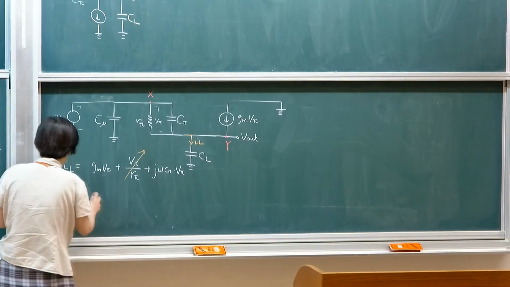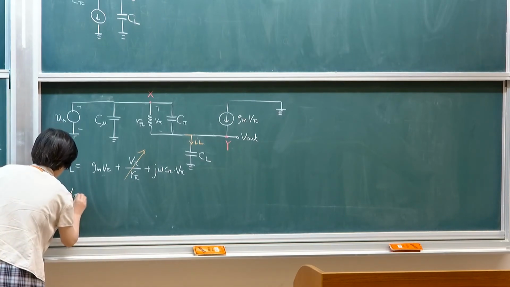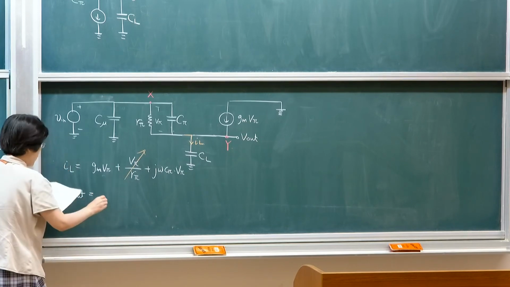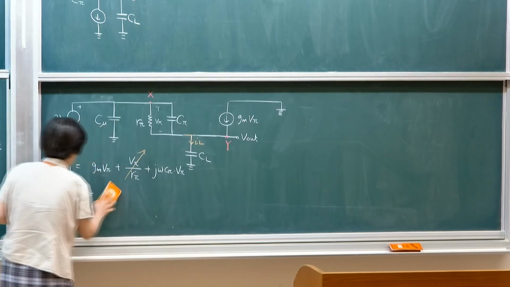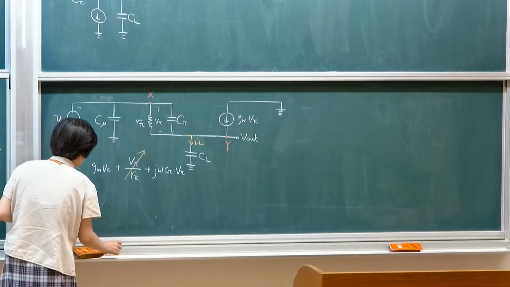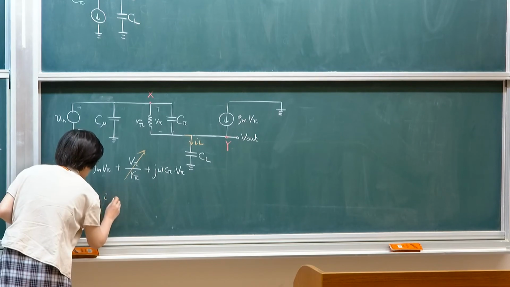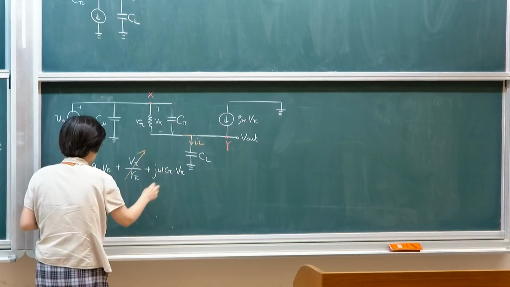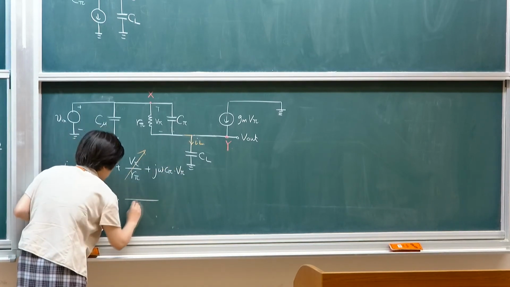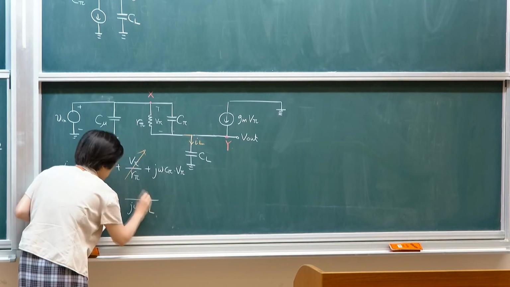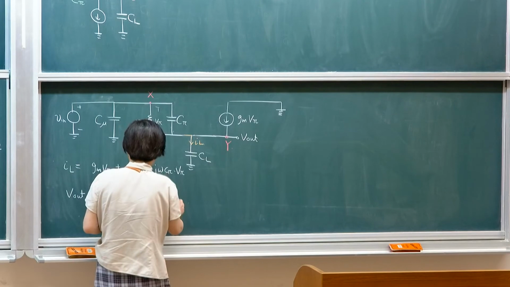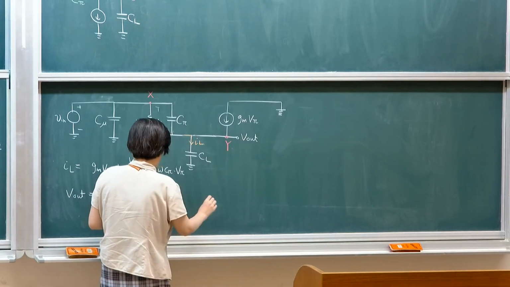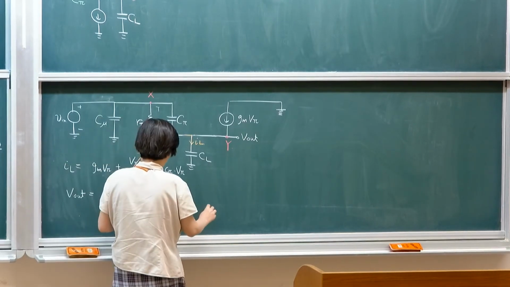So your overall output voltage, V L, should be the load current times the impedance of this C load. You simply insert that in, and then we get this as V out.